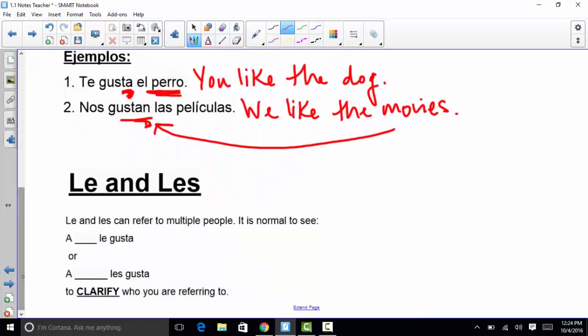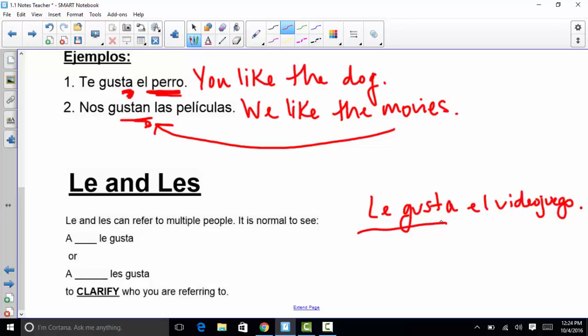Okay, one other thing that's important to point out is that with le and les, it's hard to tell who is doing the liking in the sentence. For example, let's say I said, le gusta el videojuego. In English, this can mean he likes the video game, it can mean she likes the video game, and it can mean you formal like the video game. So I don't really know, based on the beginning of the sentence, who likes the video game.